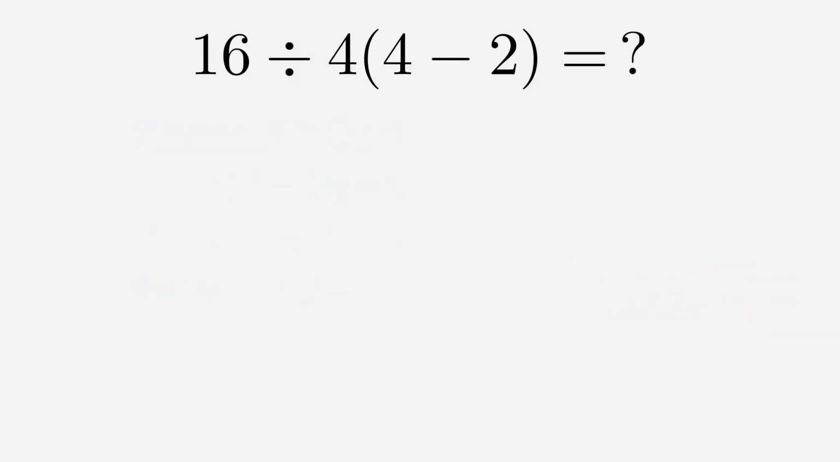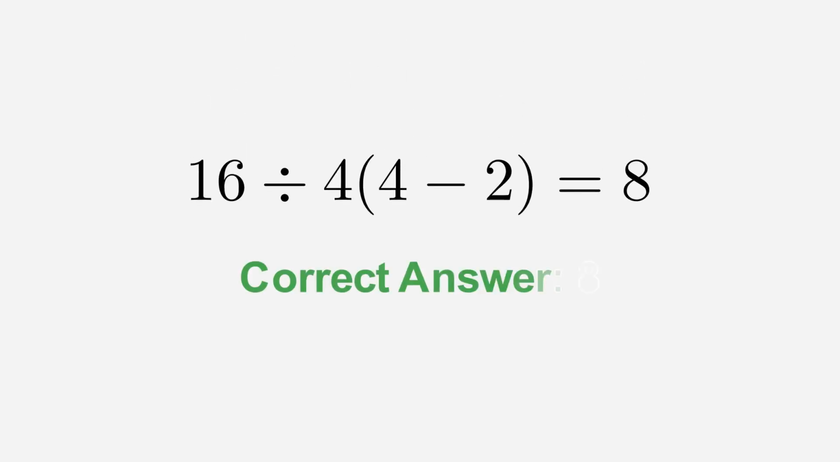This is the same trap everyone falls into. They think implicit multiplication, the kind without a sign, is somehow stronger than regular division. It's not. It's exactly the same priority. Left to right wins. Calculators agree. Mathematicians mostly agree. Now you agree too.